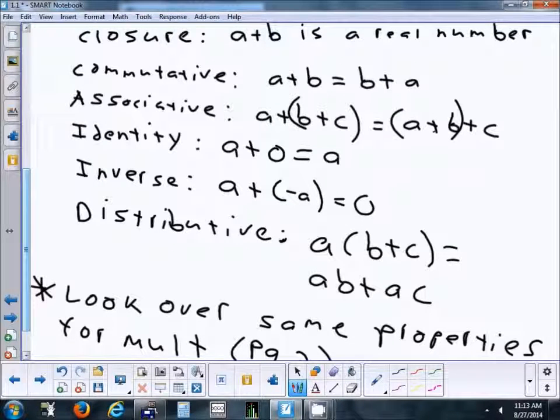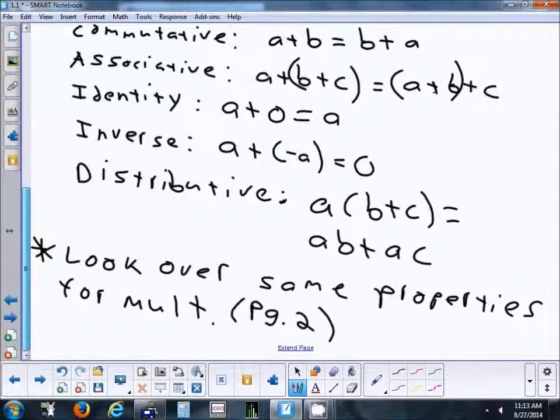Now, I'm not going to write them all out, but you can look over all these properties for multiplication as well. They're all on page 2 in your book. So you need to know all the properties I just listed for addition and all the properties that are the same for multiplication. Some of them are very similar.